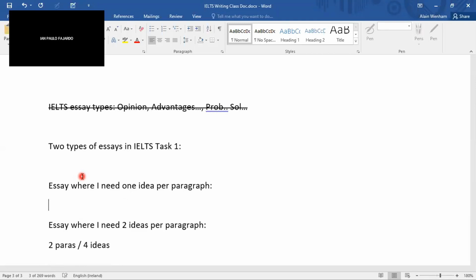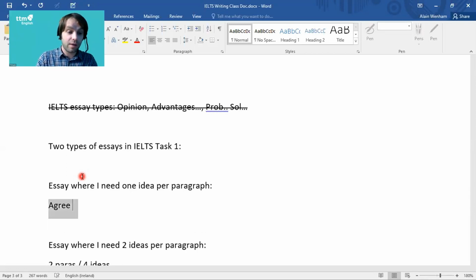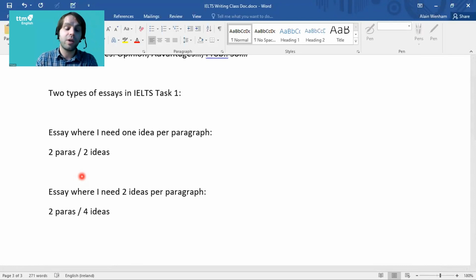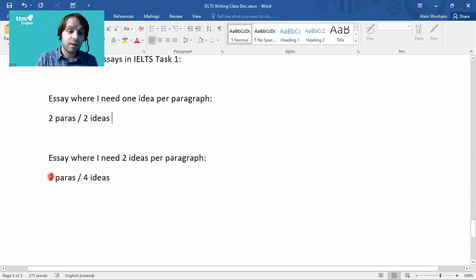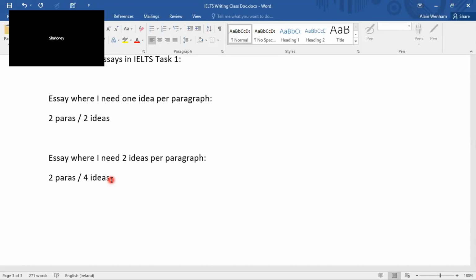Or there could be an opinion style. Agree, disagree. Okay, so that would be two paragraphs, two ideas. That is what I want you guys to think of. Next week we're going to do loads of different types of essays together, and it'll either be a two paragraph, two ideas essay, or a two paragraph, four ideas essay. Is that clear to everyone? Yes.